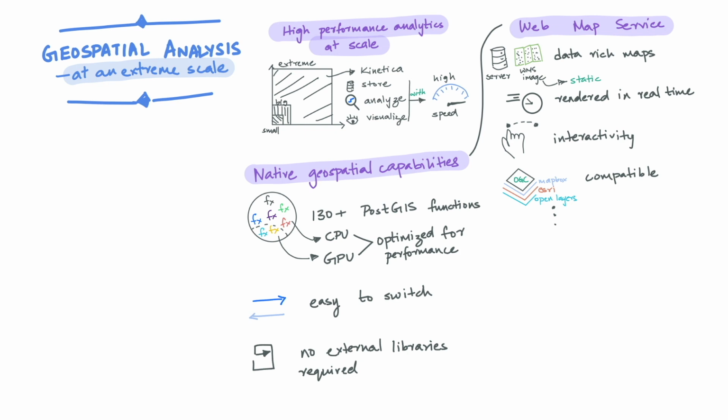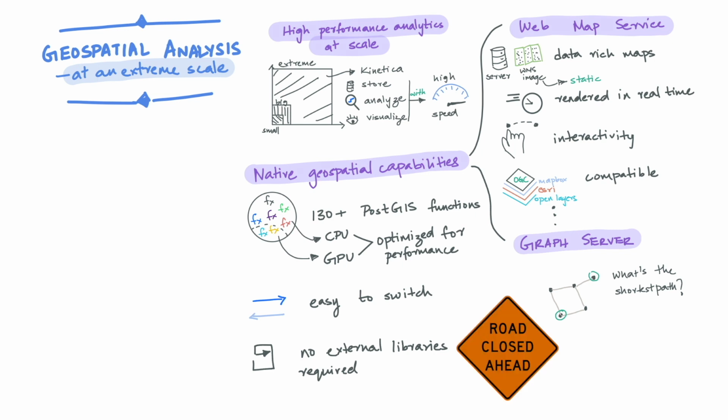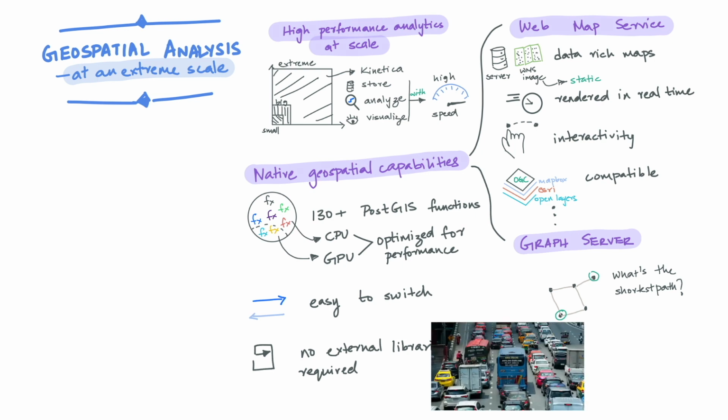Kinetica's geospatial capabilities also play really well with its native graph server. One of the unique capabilities of the platform is its ability to take tabular data and build graph networks from it. Graphs pair extremely well with geospatial analytics. For instance, a very common geospatial task involves finding the path between 2 points that would take the shortest amount of time to traverse. This type of problem can quickly get complicated when we factor in information like road closures, speed limits, and real-time data on traffic.